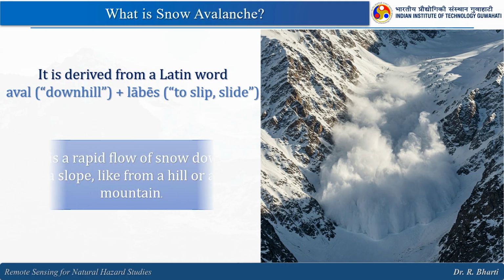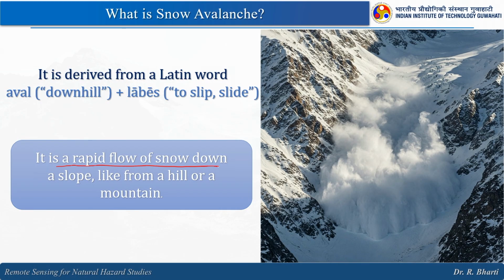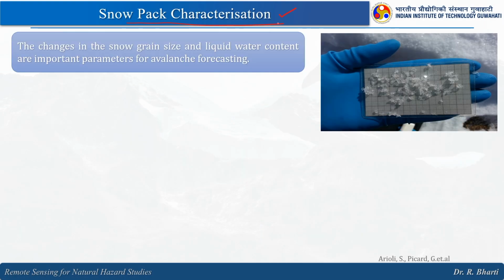So before we go into the details, first let us try to understand what we exactly mean by the avalanche, or particularly the snow avalanche, right. So it is a rapid flow of snow down a slope, like from a hill or a mountain, right. Many of you might have seen this kind of figure or the videos in news channels, right. This is a very dangerous scenario, and if it happens it may cause loss of lives at the higher altitude, right. To understand the snow avalanche, we need to understand the snowpack characteristics.